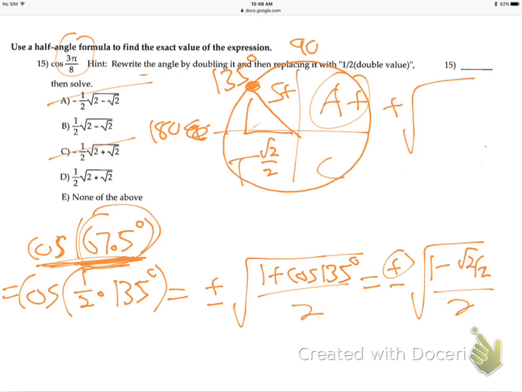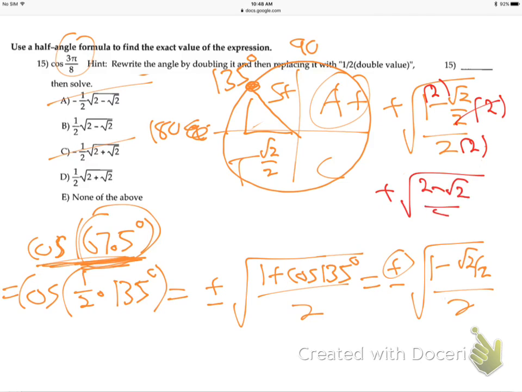We finish with this. 1 minus root 2 over 2 over 2. How do you clean that up? Remember what you do? Multiply by 2, everybody. We did a couple of these. It cancels here. And you get 2 minus root 2 over 4. And what's that root 4 on the bottom? Root 4? That's a half.